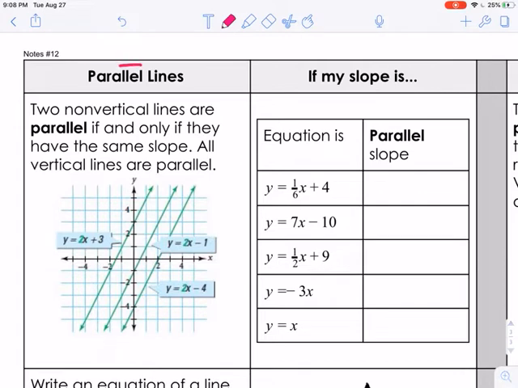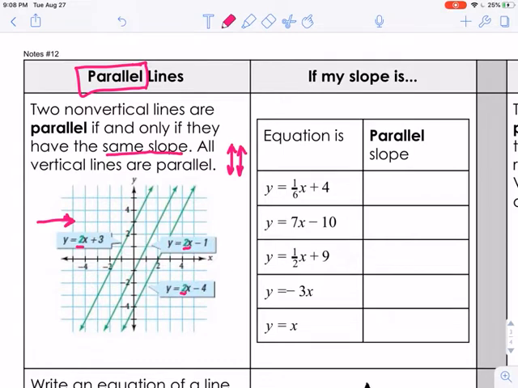So first we're going to talk about the word parallel. Parallel means that they have the same slope, right? And if they're vertical, that means for sure that they are parallel. So parallel lines are like train tracks. You've probably heard that from your teacher before, that in order to run, they have to have the same slope. So you can see three lines that are parallel here. They each have 2 as their slope.